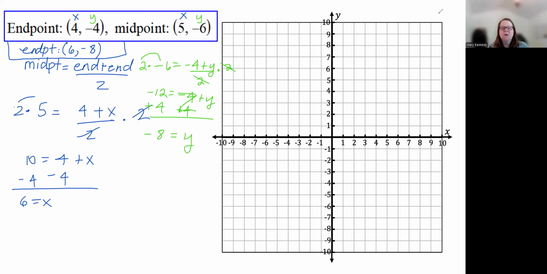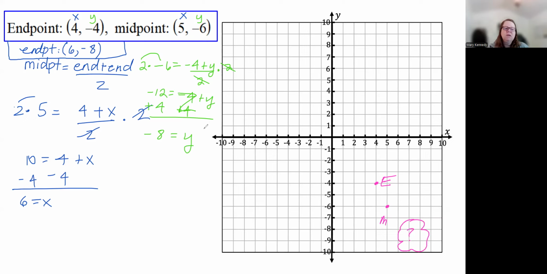Let me show you how to do it on a coordinate plane. So one endpoint is at 4, -4. So right 4, down 4. There's my endpoint. And then my midpoint is at 5, -6. So right 5, down 6. There's the middle of it. And so somewhere down here is the other end, right?